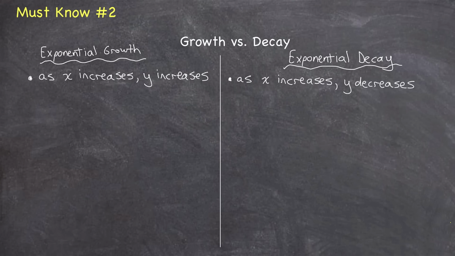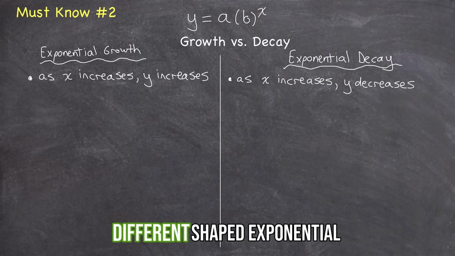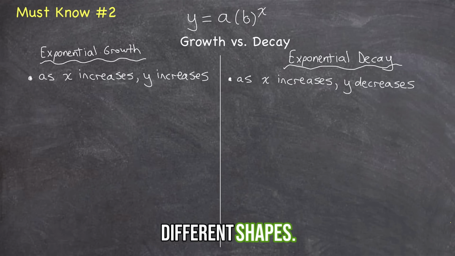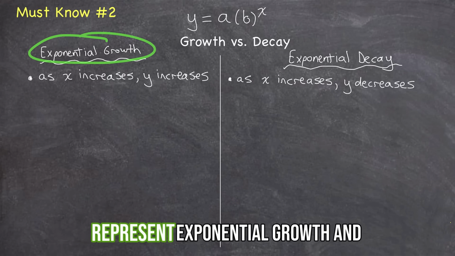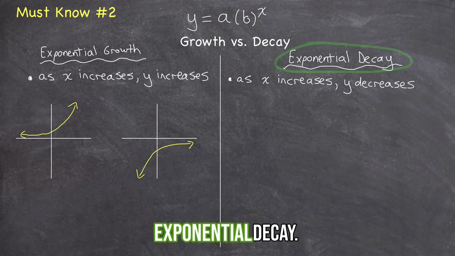Now, remember the general format of an exponential function looks like this. y equals a times b to the power of x. a is the initial value, and that initial value gets repeatedly multiplied by the base of the power, x times. Depending on whether a and b are positive or negative, we could get a different shaped exponential function. And in fact, there are 4 different shapes. There are 2 shapes that represent exponential growth, and 2 shapes that would represent an exponential decay.